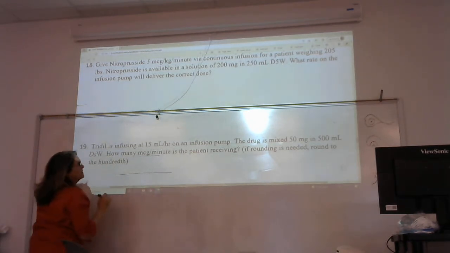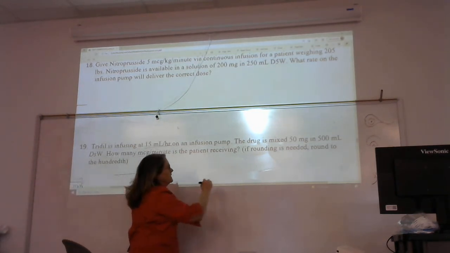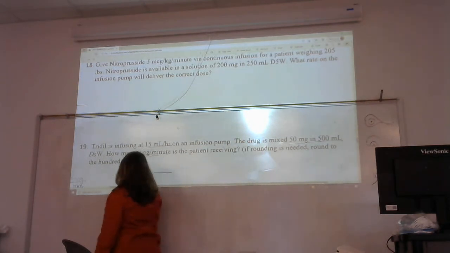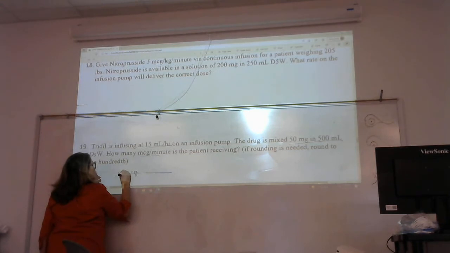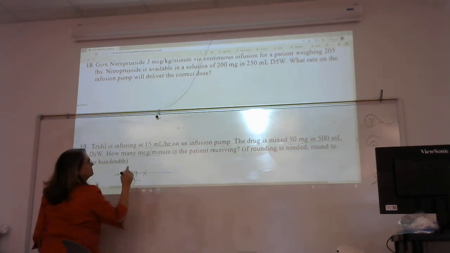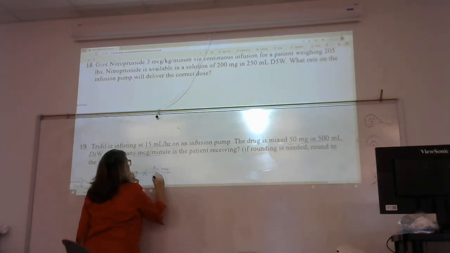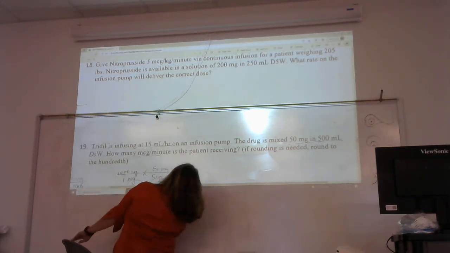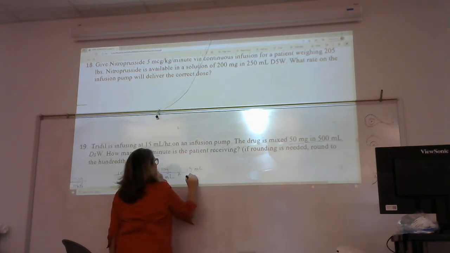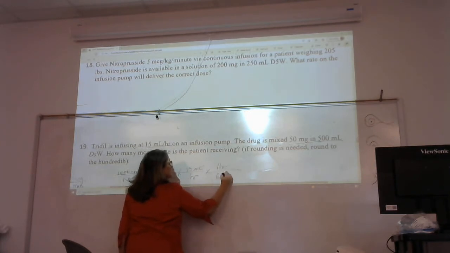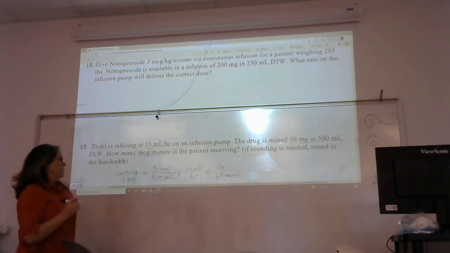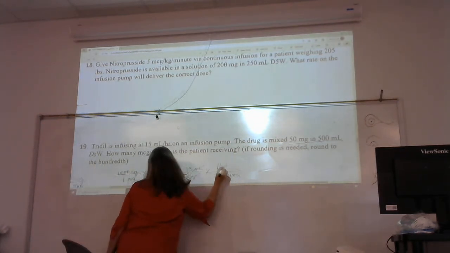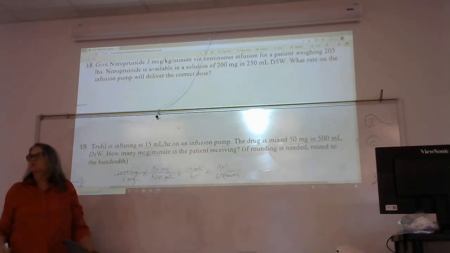This one's pretty straightforward. I've got 15 milliliters an hour. And I got 50 milligrams, so I'm gonna have to do what? Convert my micrograms to milligrams. 50 milligrams and 500 milliliters. Milligrams, milligrams. And then I need minutes. I got milliliters left over. So 15 milliliters an hour. Now I can make this hour, 1 hour, into minutes. Okay, I got rid of my hours. There's my minutes. There's my microgram. Everything else is marked out.